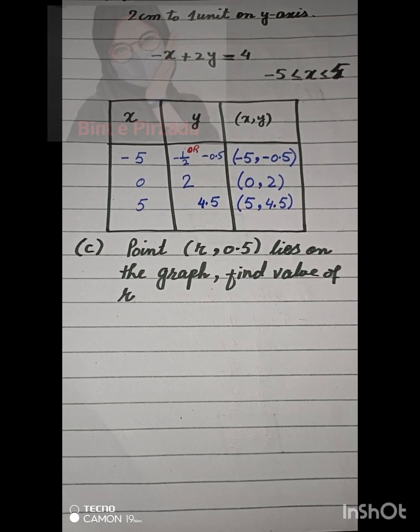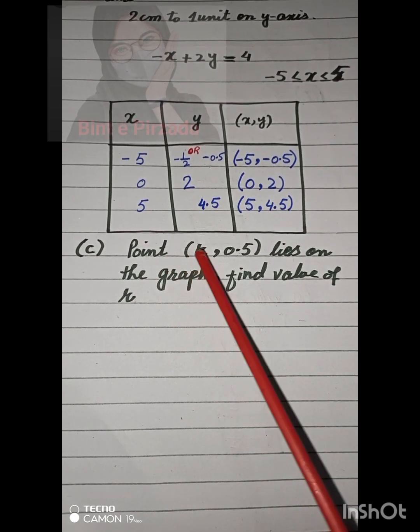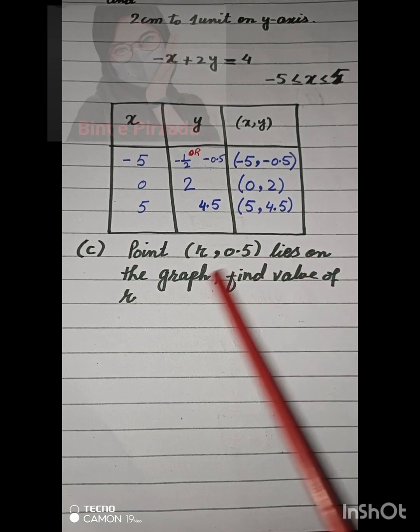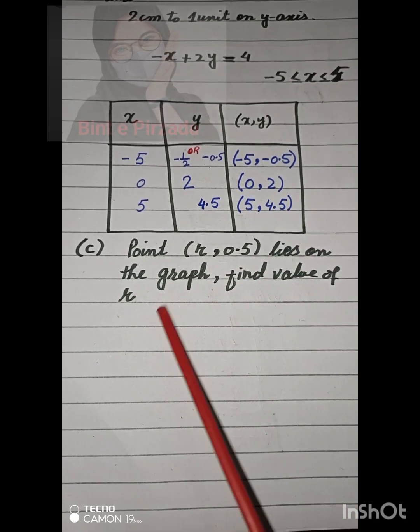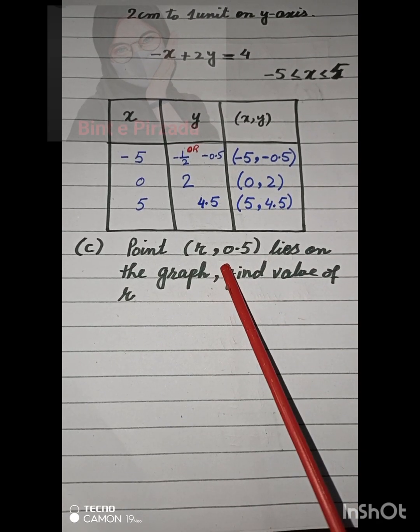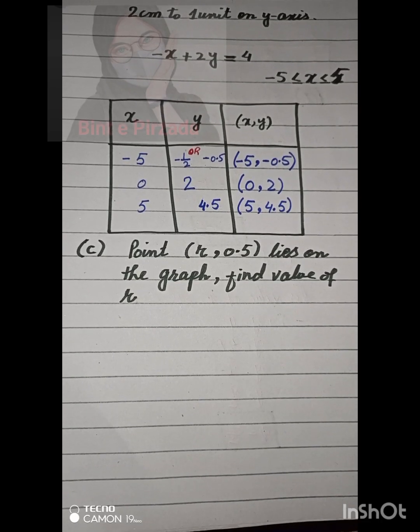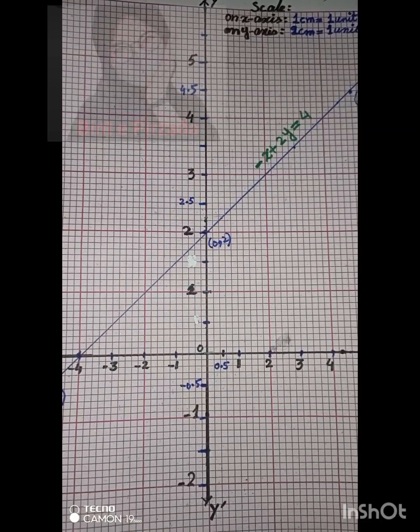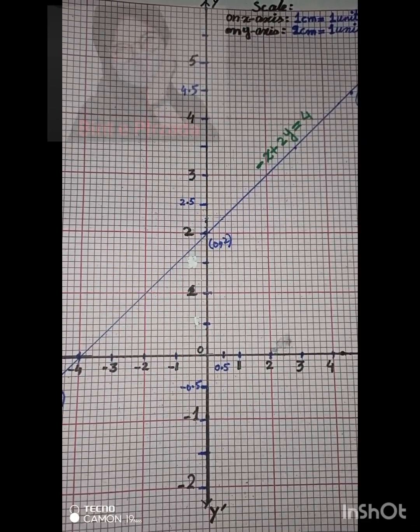C part. Point (r, 0.5) lies on the graph. Find the value of r. Now we will use the graph to find the value of r.